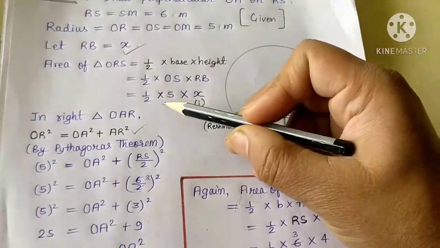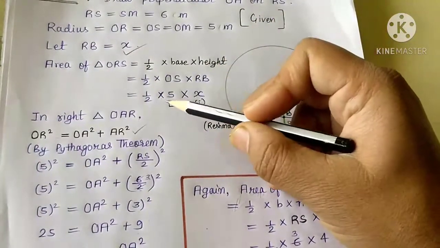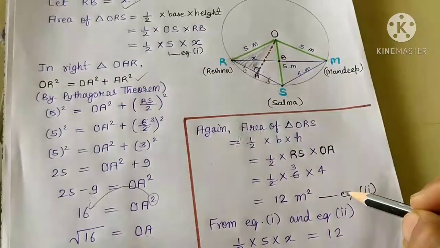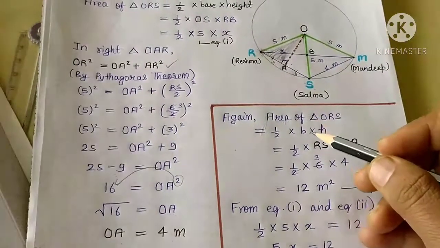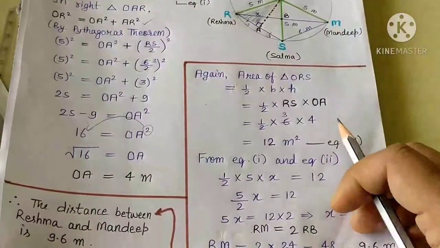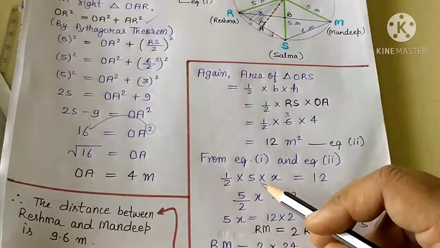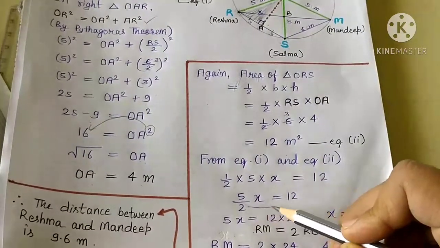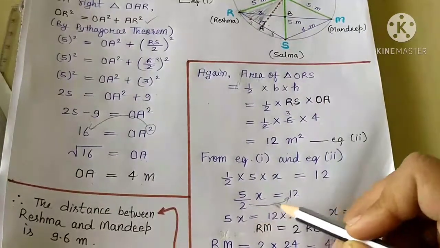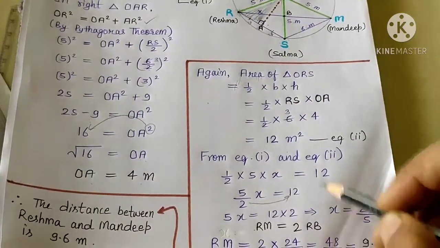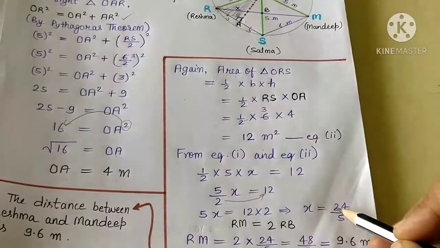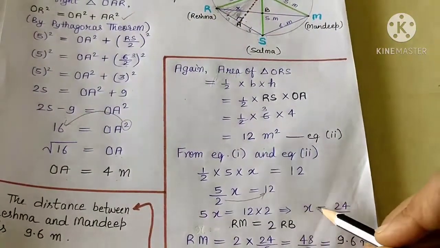Now the area of triangle ORS we just found is 12 meter square, and earlier we found the area of triangle ORS as 1/2 into 5 into x, which means 5/2 x. So by equation 1 and equation 2, these both are equal, because both are the area of triangle ORS only. So we are putting them equal: 5/2 x equals 12. This 2 will go upside, cross multiplication. So 2 12s are 24. Therefore 5 will come downside, so x equals 24/5. This is the value of x.